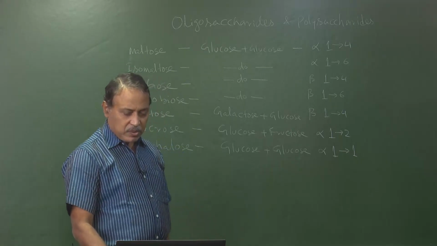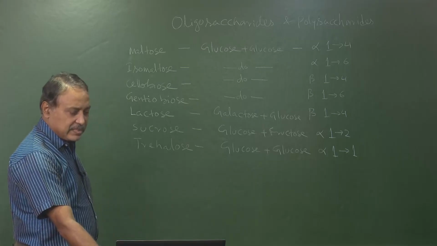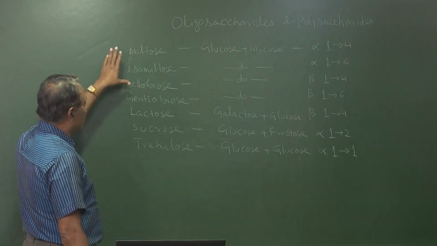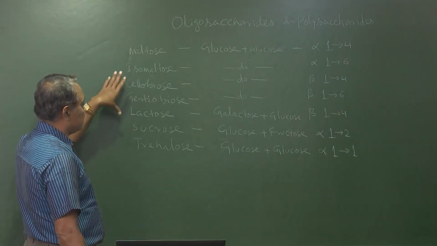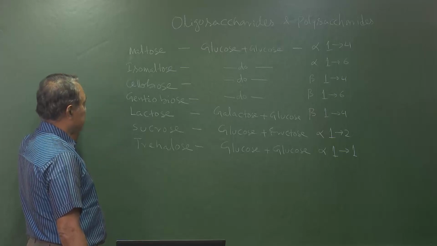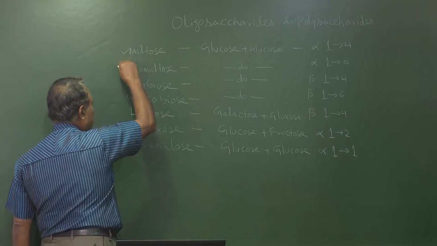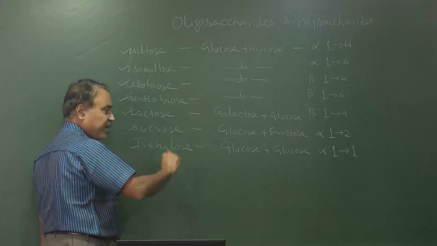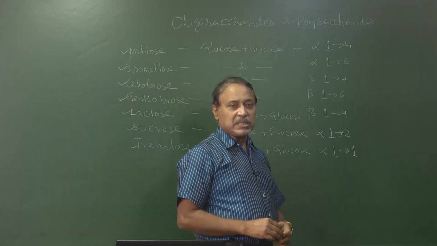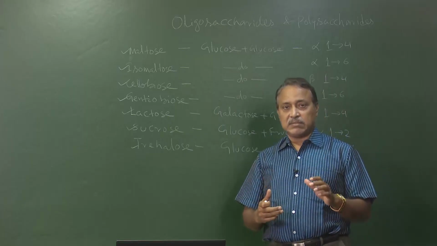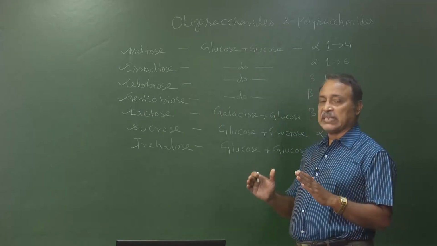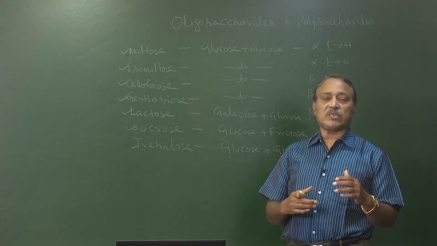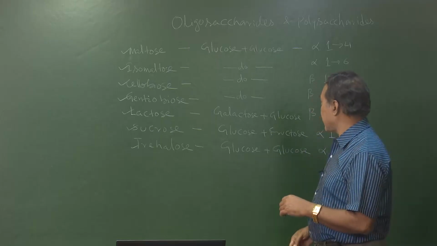So we begin with these disaccharides. I wrote here a chart of these commonly occurring disaccharides. These are maltose, isomaltose, cellobiose, gentiobiose, lactose, sucrose and trehalose. They are found in nature as disaccharides, meaning freely. Besides, they may remain associated with any glycoconjugate or something like that.